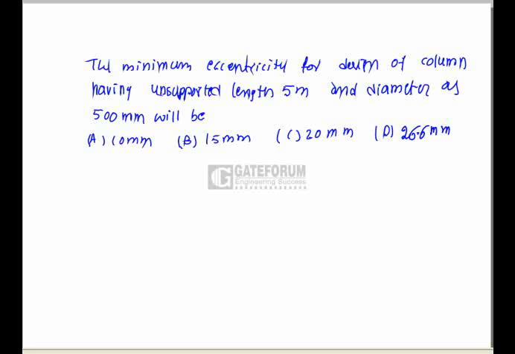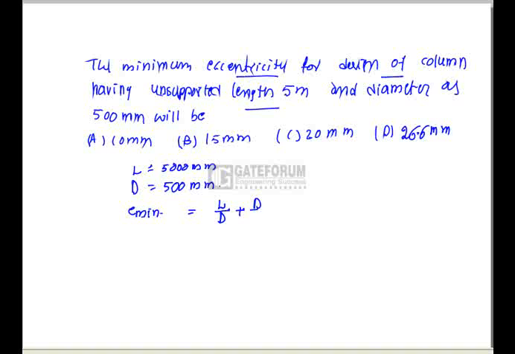Calculate the minimum eccentricity for a design of column having unsupported length L equal to 5000 millimeters and diameter D equal to 500 millimeters. So we have to find out the minimum eccentricity. Minimum eccentricity is equal to length by 500 plus diameter by 30, or 20 mm, whichever is greater.